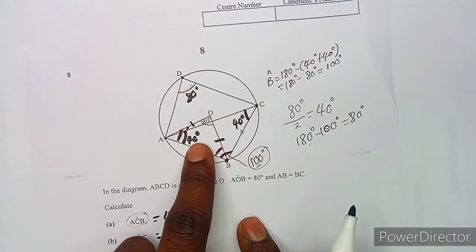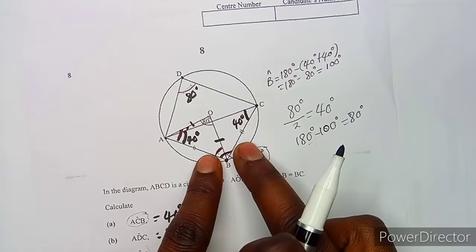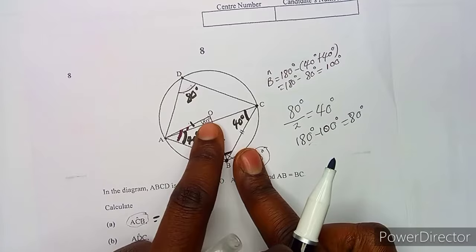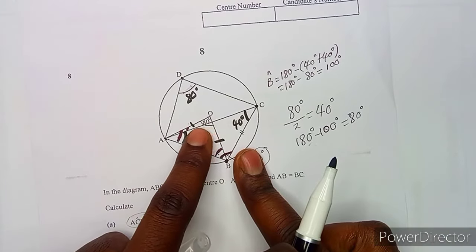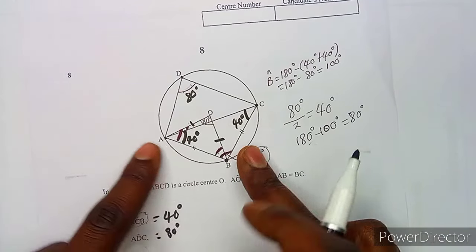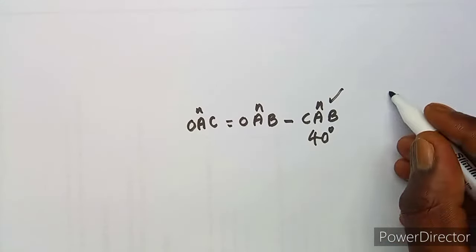Remember I said these two angles are equal. So from C to A to B, we are going to use the base angles of that triangle. But what about from O to A to B? I'm going to use this concept now to say triangle OAB. This triangle we said is an isosceles triangle.